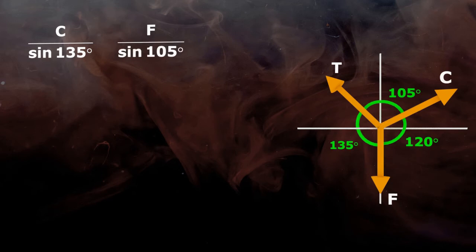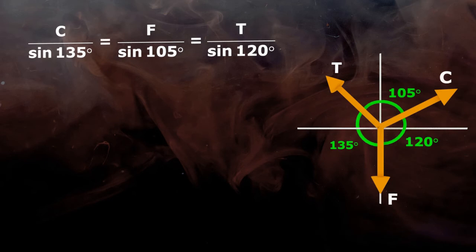Second force is F and it is divided by sine of angle between forces T and C, that is 105 degree. And the third force is T, and it is divided by sine of angle between C and F, that is 120. Then all these divisions are equal. Now the magnitude of force F is known to us and magnitudes of C and T are to find out.